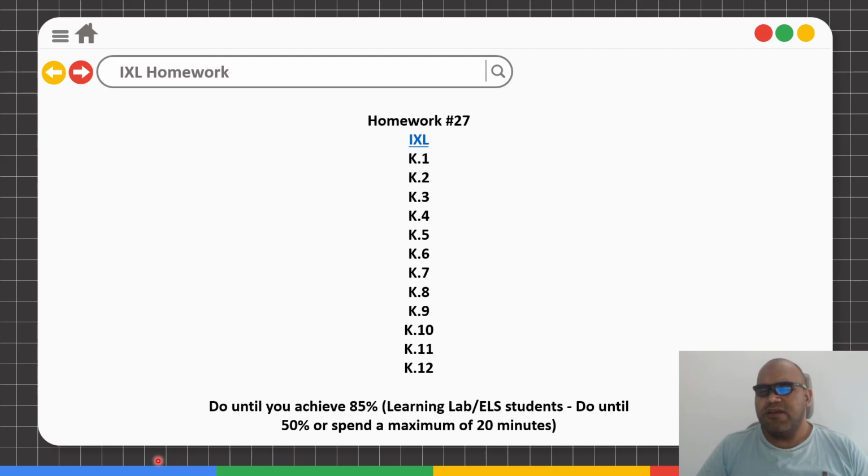iExcel homework 27. Great to have all of the steps you have to work over here. Do it until you achieve 85%, and don't spend more than 20 minutes on the activities, okay, per day. You have until the 30th. Today it is the 21st and 22nd. You have at least 8 days to finish. You can complete this easily in 8 days, guys.